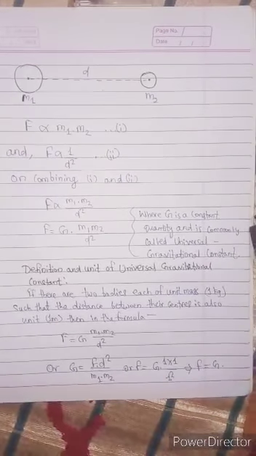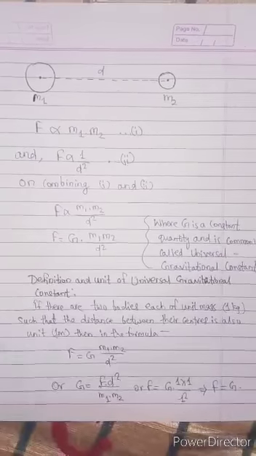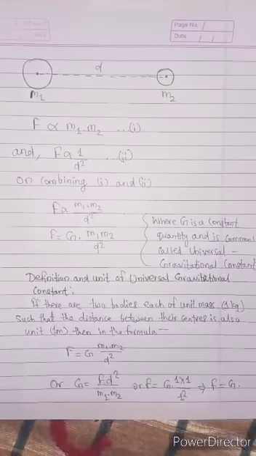So the universal gravitational constant is equal to the force of attraction between two unit masses when they are separated by a unit distance as measured from their centers. So these are the basics we learned in this video.